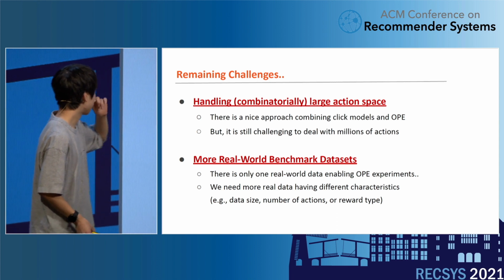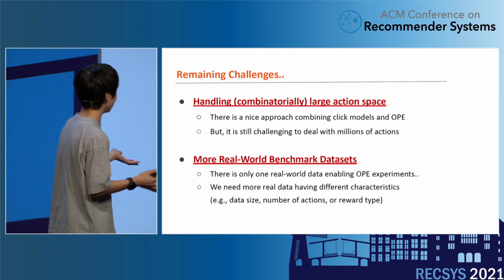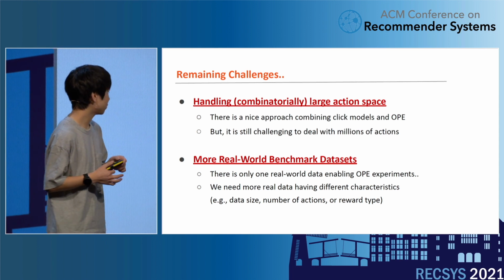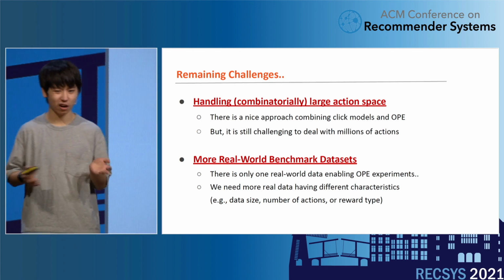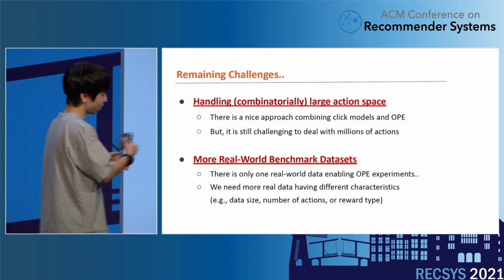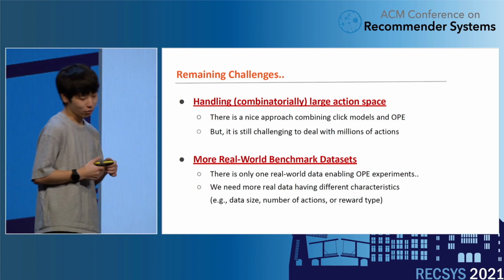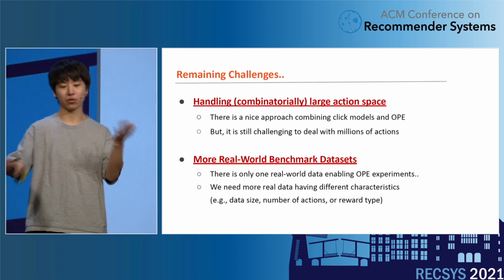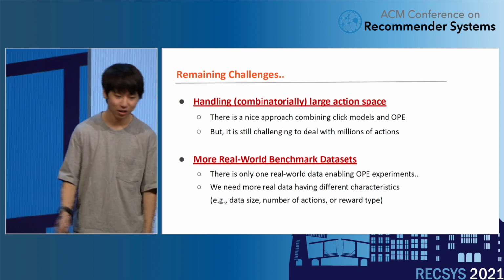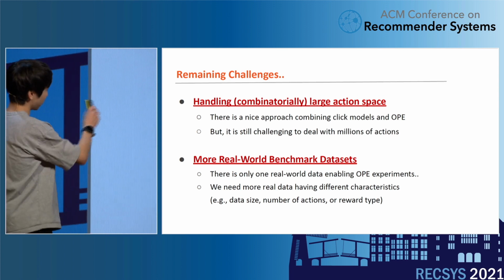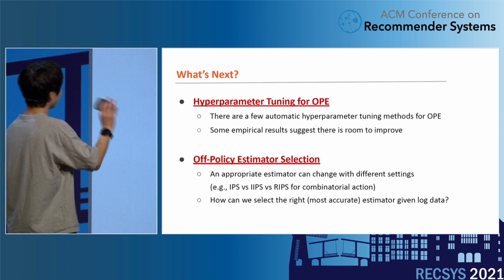Moreover, the benchmark data is also important for the research community. I myself released one possible real-world public dataset, but it is not enough. We want to have more real-world data having different characteristics, and then we can identify what the bottlenecks are, what the issues are when we apply off-policy evaluation in practice. So more real-world benchmark data is going to be very valuable for the entire off-policy evaluation community.